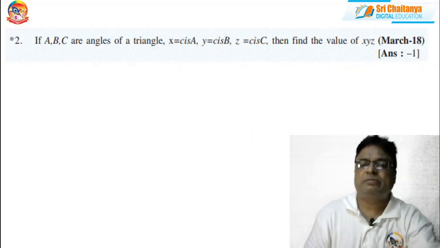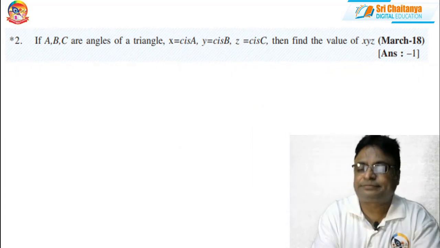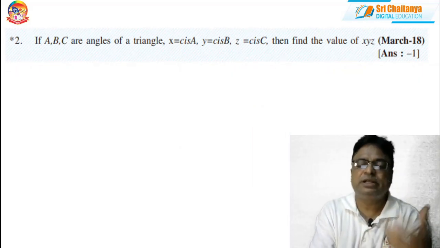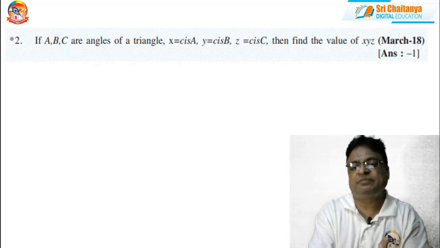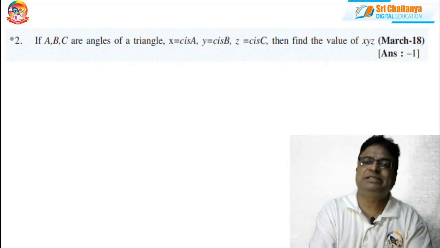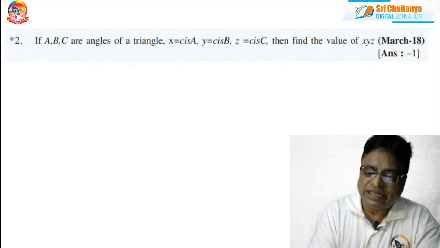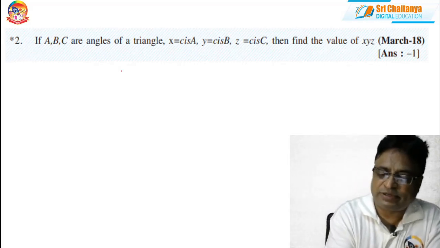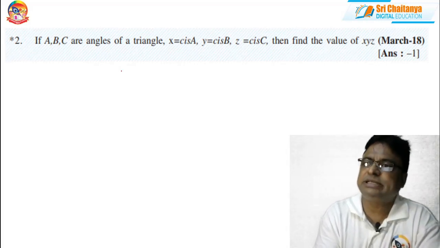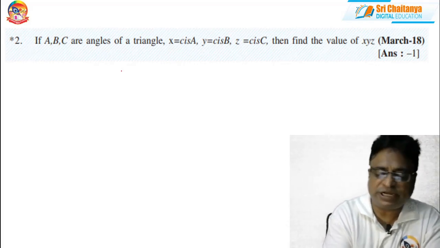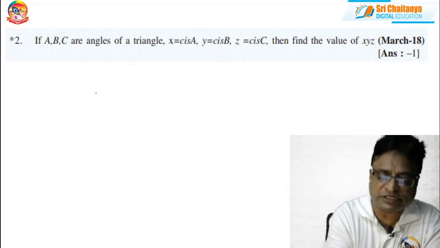Capital A, B, C are angles of the triangle. Okay, then immediately in your mind, what kind of results may occur? You will get it: A plus B plus C is 180 degrees. X is equal to cis A is given. Y is equal to cis B is given. Z is equal to cis C is given. Then find the value of XYZ.